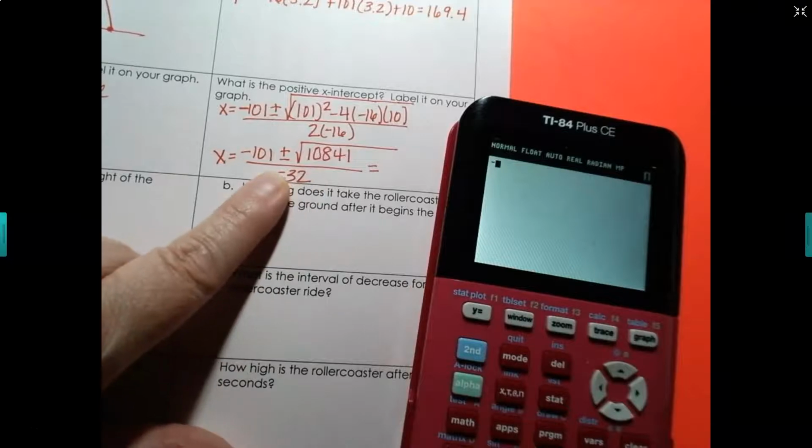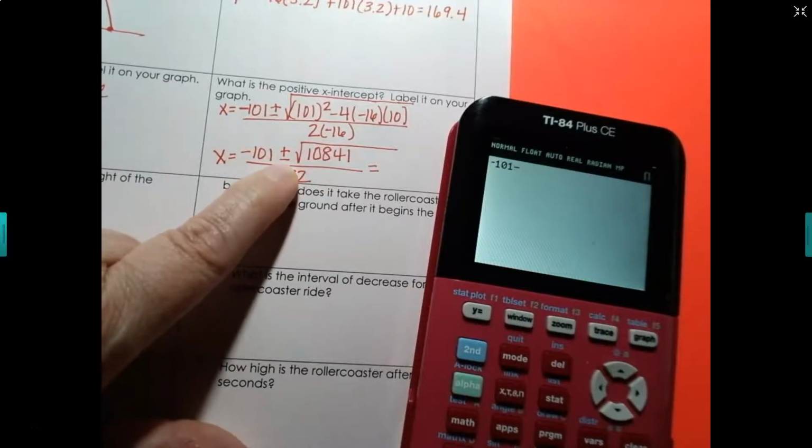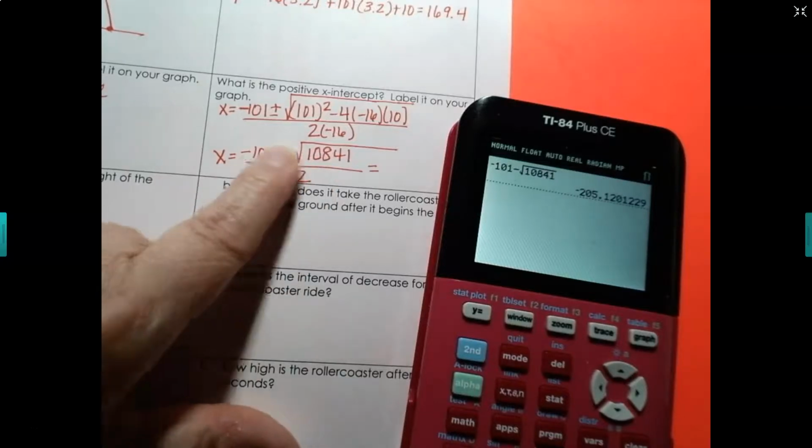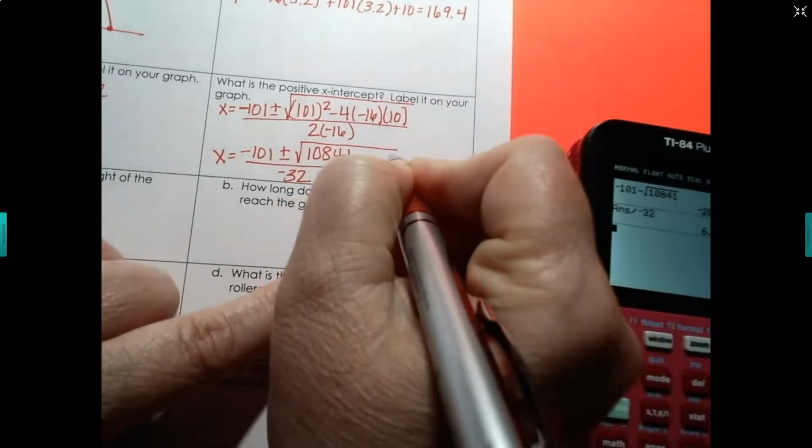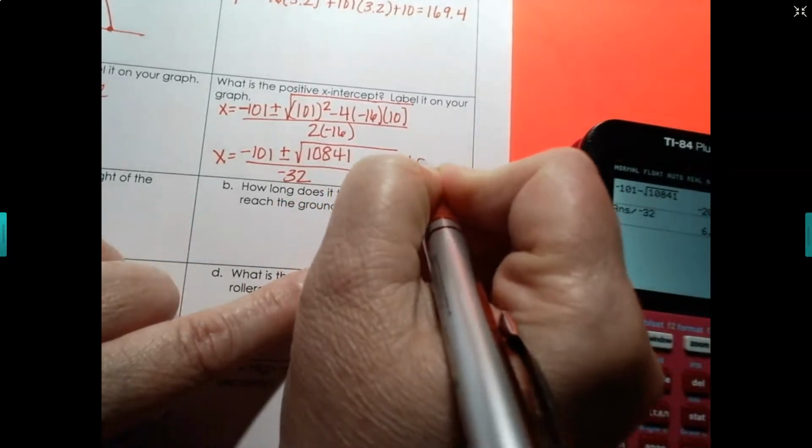So I will go negative 101. I always do the minus first. The square root of 108.41. And I hit enter. That's the top number. It is then divided by negative 32. And I get 6.4. And so that point would be 6.40.